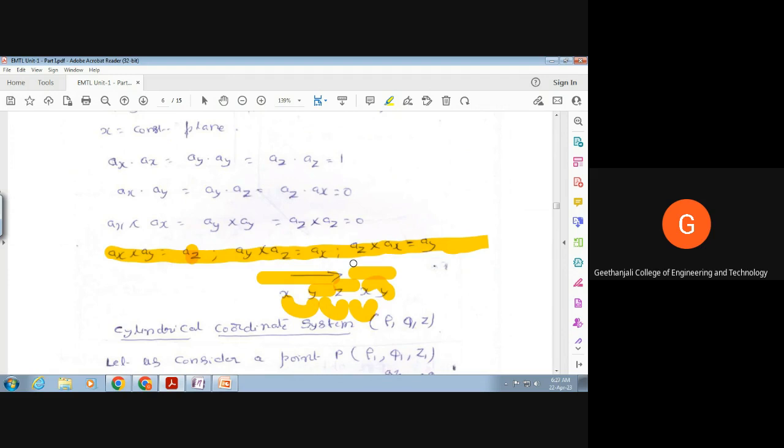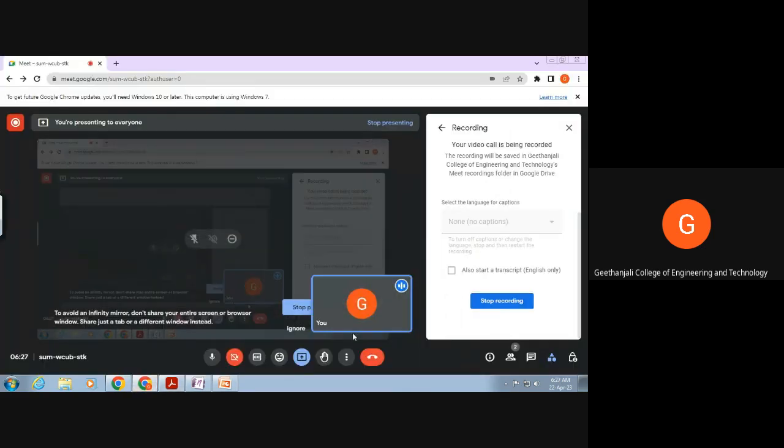Okay, this is all about the rectangular coordinate system. In the next class, we are going to discuss the cylindrical coordinate system.